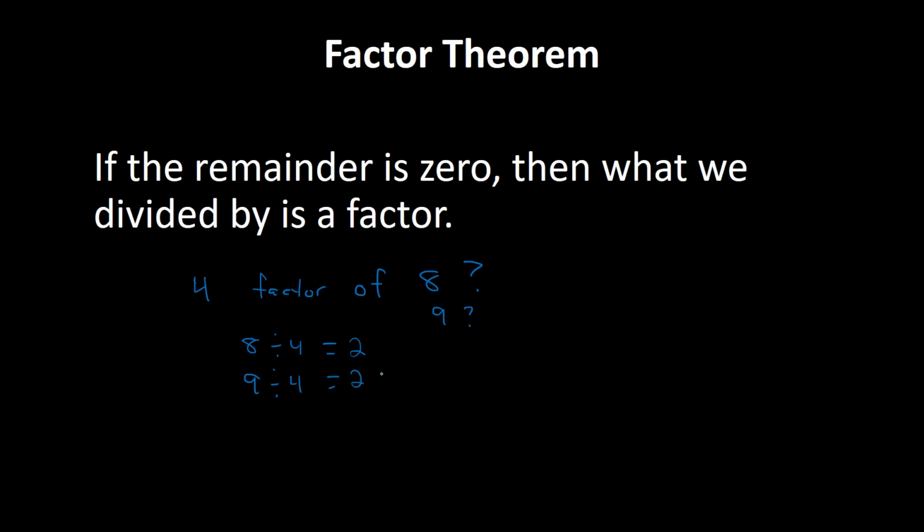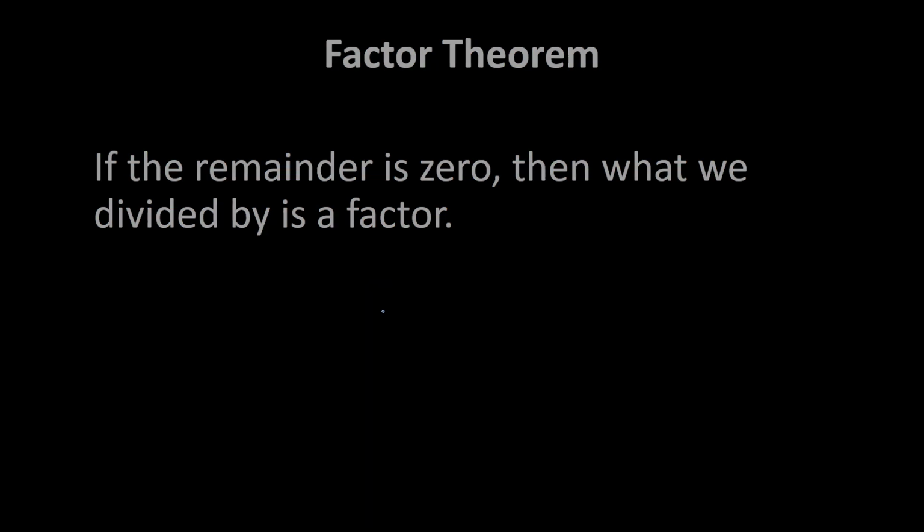there is a remainder: 2, and then a remainder of 1. So because there's a remainder, we can conclude that 4 is not a factor of 9, and because there is no remainder, we can conclude that 4 is a factor of 8. And that's the concept behind the factor theorem, where not only is that true for numbers, but also for any other expression.